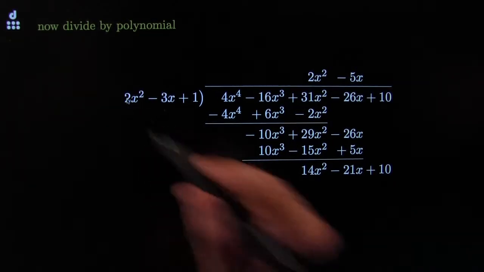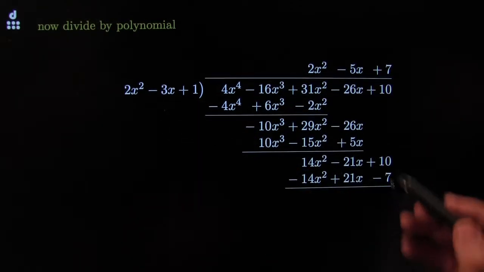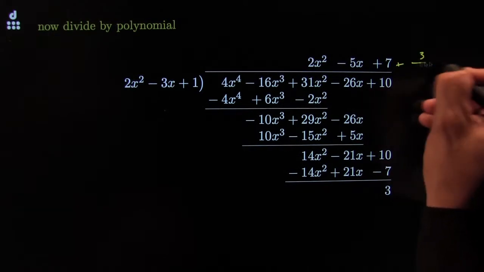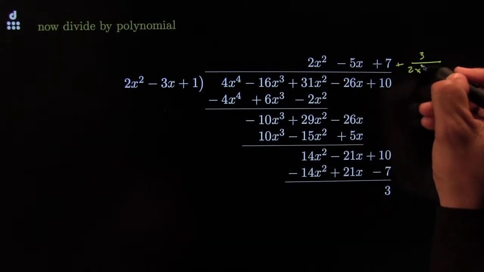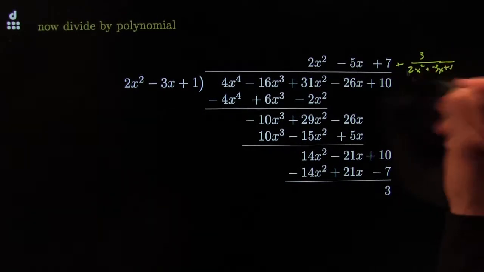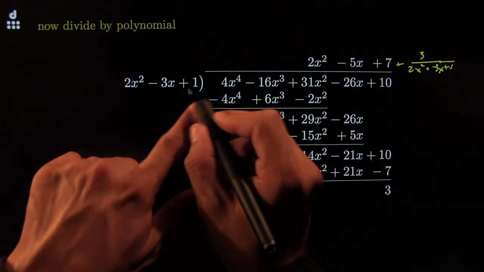How many times will the 2x squared go into there? Obviously 7 times, so you got the 7 there, multiplied in there. Change the signs, subtract, the 3 is a remainder, so you go plus 3 over 2x to the second power plus negative 3x plus 1. There's your remainder. The 3, I just popped it in there. It's a remainder all over this denominator.